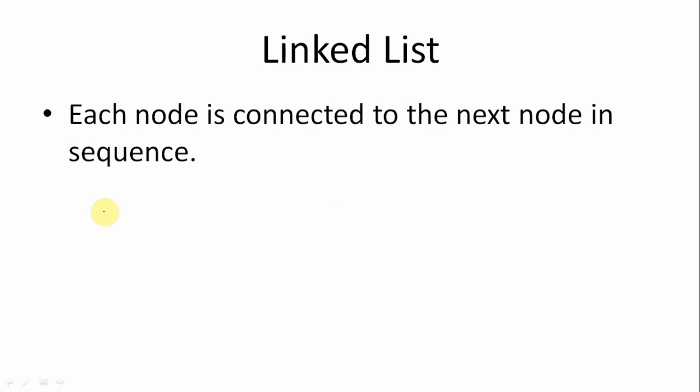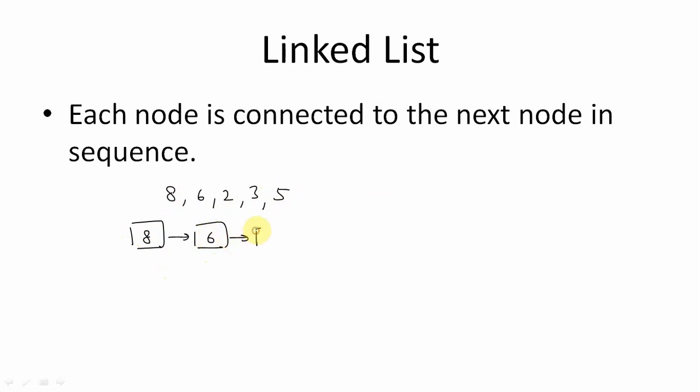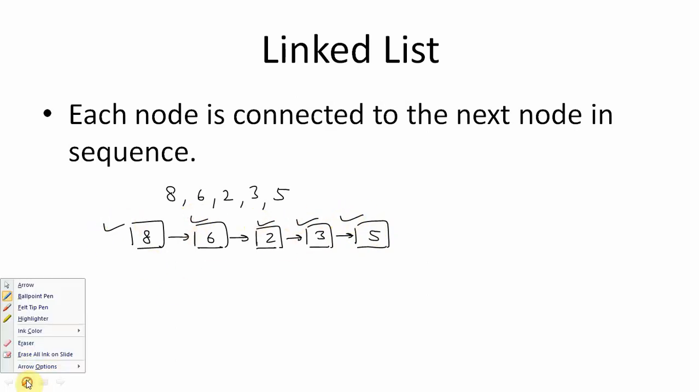So basically what is a linked list? For example, if you want to represent 8, 6, 2, 3 and 5 in a list, how can you create that in a linked list? The linked list should be like this. Every node contains a data field and is connected to the next node of the sequence. In this way the linked list is formed, and for a linked list you do not have to allocate contiguous memory. All these nodes are scattered in the memory and they are connected with each other.